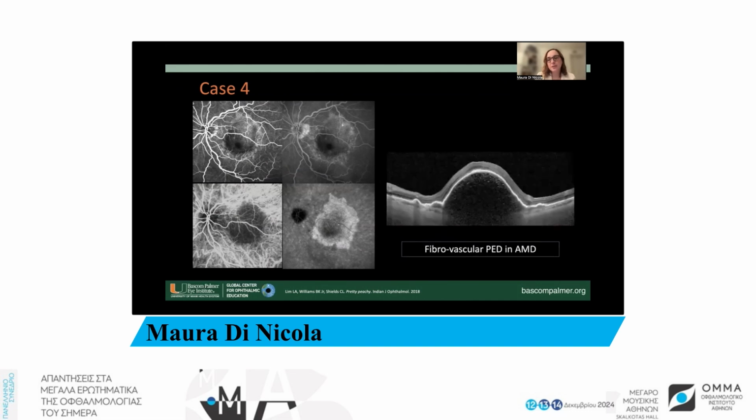But when you get an OCT, again, here you can really characterize the lesion. It helps us not only localize the lesion, so this is actually a PED, but also its characteristics: it is a fibrovascular PED in the context of AMD. So in this case, OCT was helpful in differentiating between a non-neoplastic and what was suspected to be a neoplastic condition.